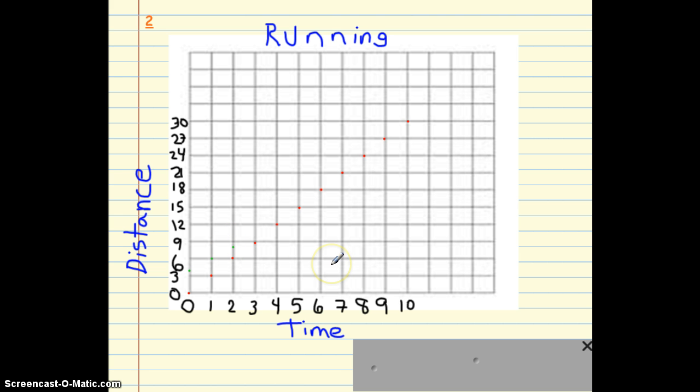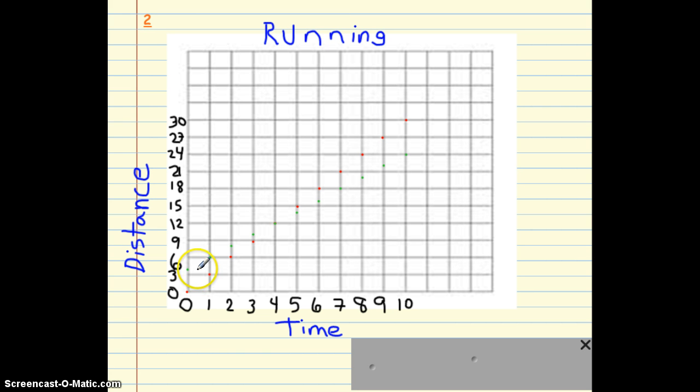Okay, pause the video, go ahead, keep graphing Olivia's data. And there we go. Here is Olivia's. Hers also makes a nice straight line because she's running at a steady rate of 2 meters per second.